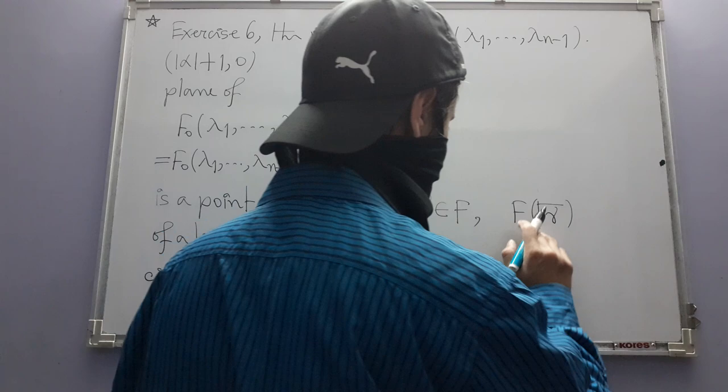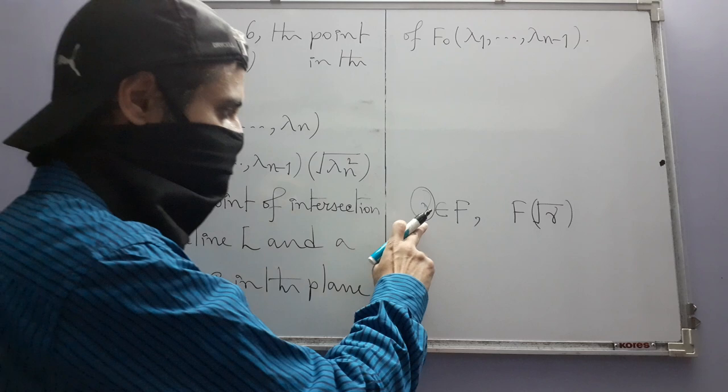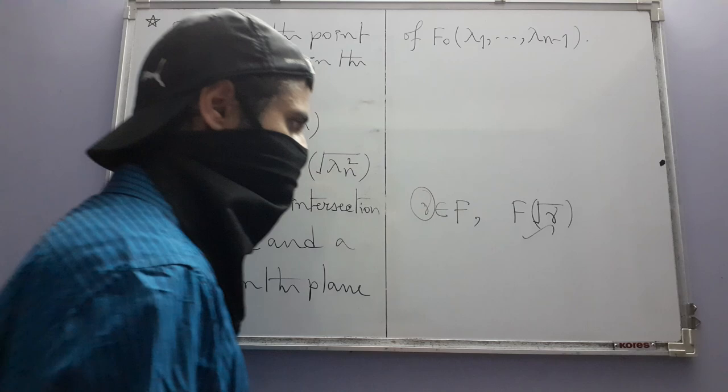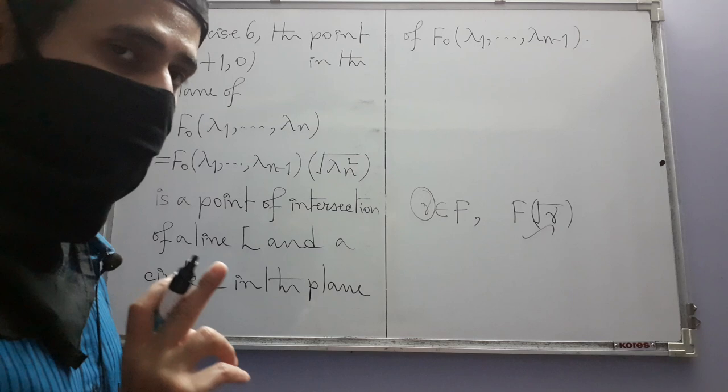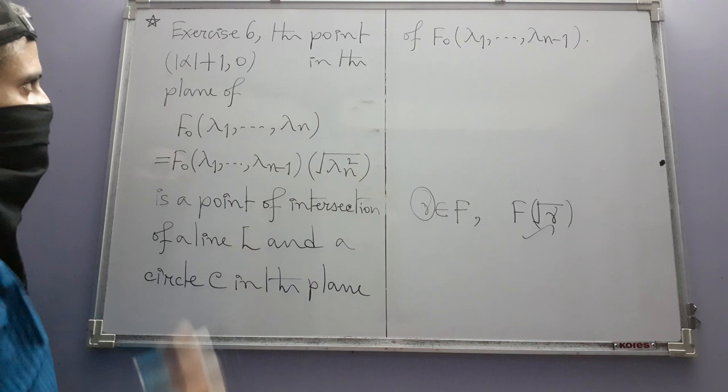If you go back to exercise 6 and its solution, it just says this, that gamma is a positive real number and it belongs to some subfield of the field of real numbers. Then every point in the plane of this extension appears as the point of intersection of some line and some circle, both of which are objects in the plane of F. Now, do you see that this point is a point in the plane of this? Let us first see that.